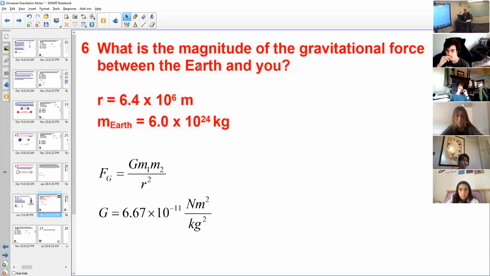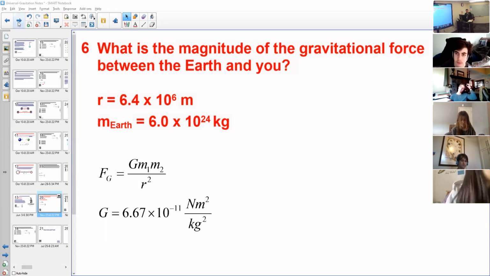This one is interesting. What is the magnitude of the gravitational force between the Earth and you? You're welcome to try this if you'd like. We're not going to take the time now, but if you put in G, put in your mass, put in the Earth's mass, put in the Earth's radius, you should get your weight in newtons, the same as if you took your mass times 9.8. It might be slightly different, like you might be one off or a decimal point off, but that is another way you could find your weight. Obviously, taking mass times 9.8 is much easier than using this, but you should be able to find it either way.